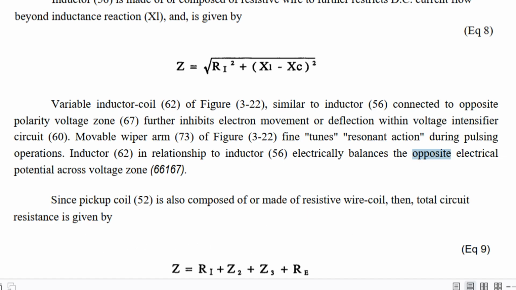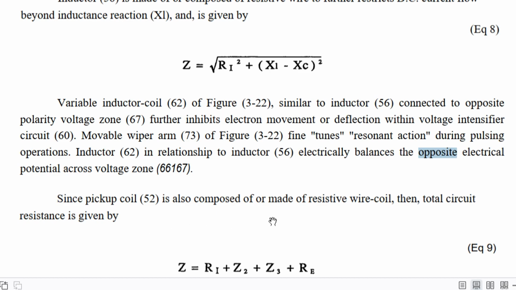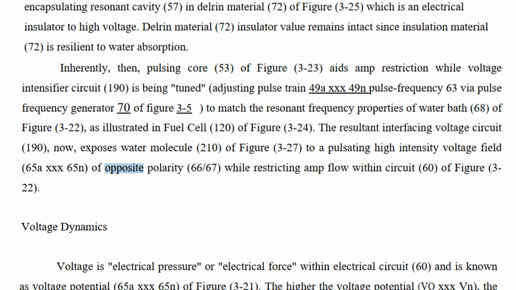Here it is, spelled out. Inductor, in relationship to inductor, so comparing the two inductors together, electrically balances the opposite electrical potential across voltage zones. So equal opposite polarity pulses. Pretty simple. The resultant interfacing voltage circuit now exposes water molecule to a pulsating high-intensity voltage field of opposite polarity. Spelled out black and white there.